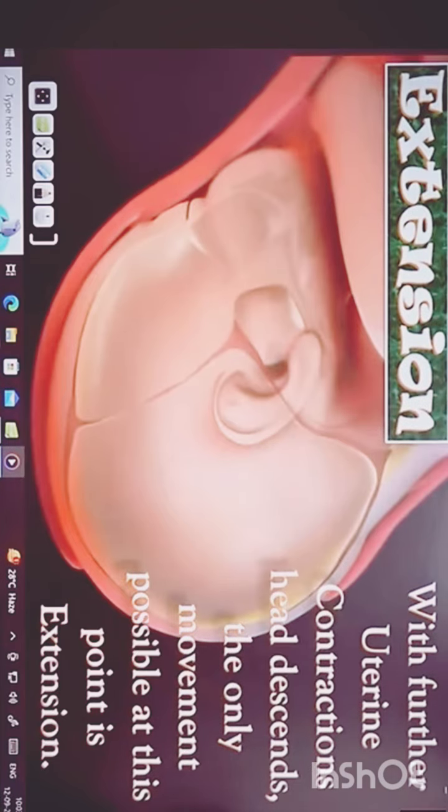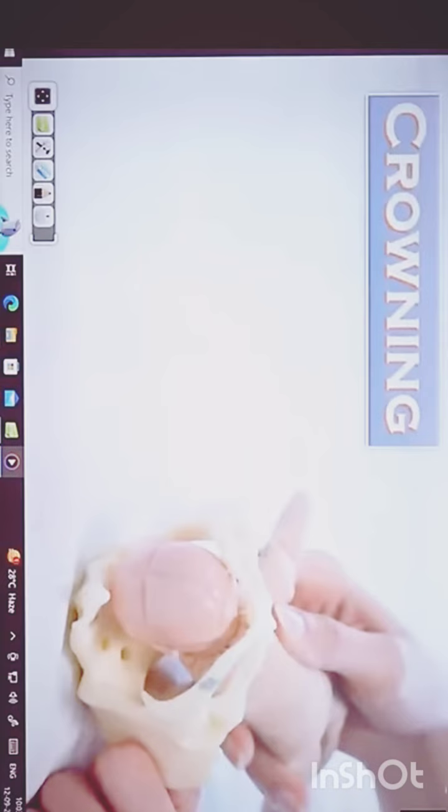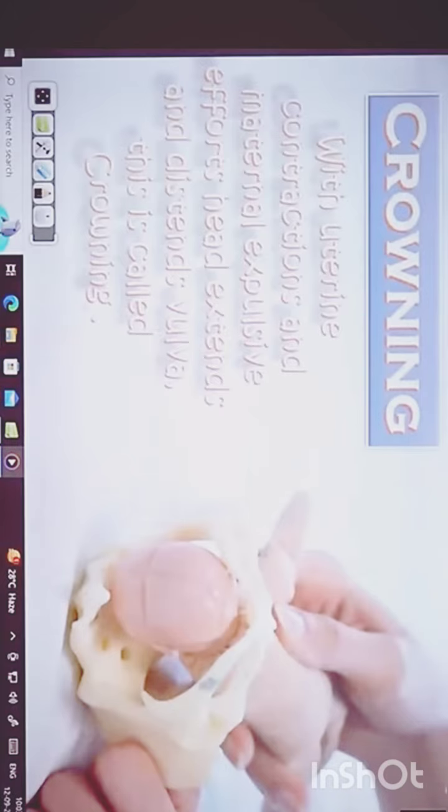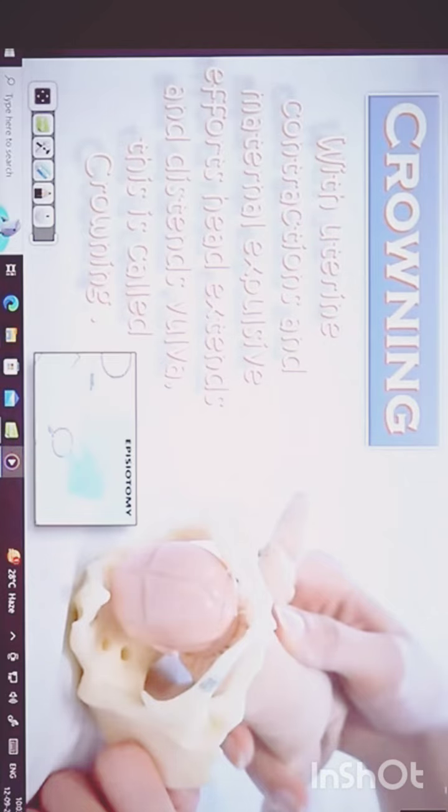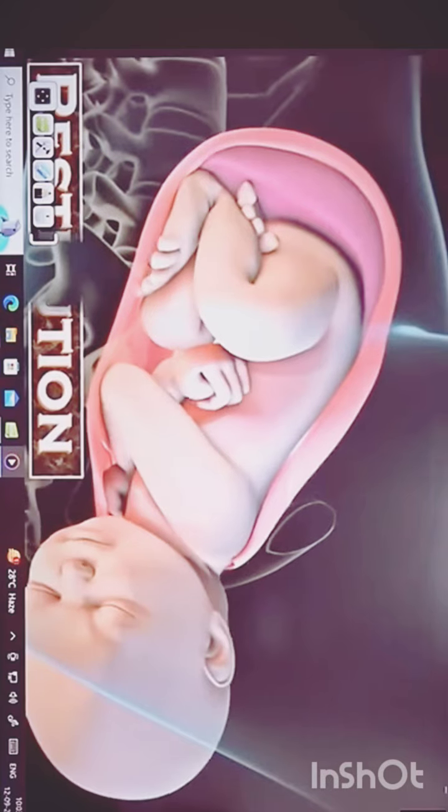Now we will talk about crowning. With uterine contractions and maternal expulsive efforts, the head extends and distends the vulva. This is called crowning. At this point, an episiotomy in situ has to be given if required. With further extension of the head, the occiput acts as a fulcrum and the chin and mouth sweep in front of the pelvis and the head delivers.